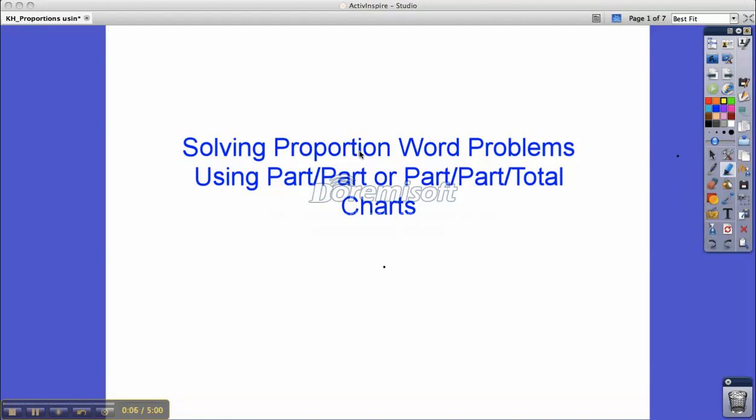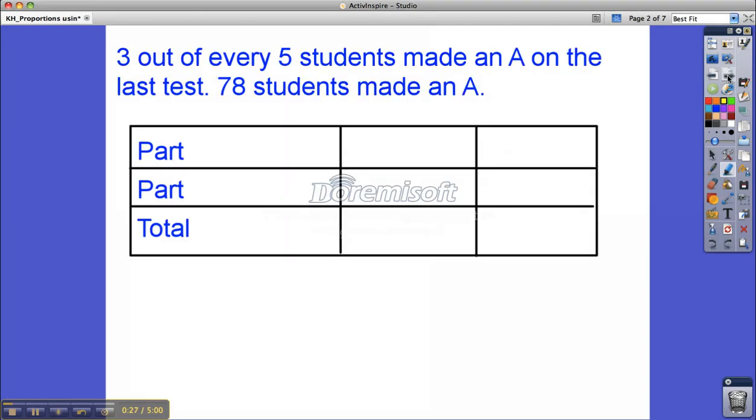We're going to talk about solving proportion word problems by using a part-part-total chart. These charts are really helpful for proportion word problems whenever there are multiple parts and we're trying to figure out which part we need. It's a very good strategy to use. So we're going to go ahead and look at the first word problem. If you would pause the video and read this to yourself now.